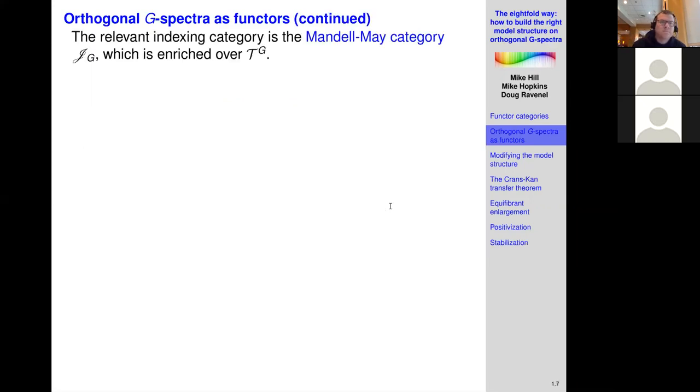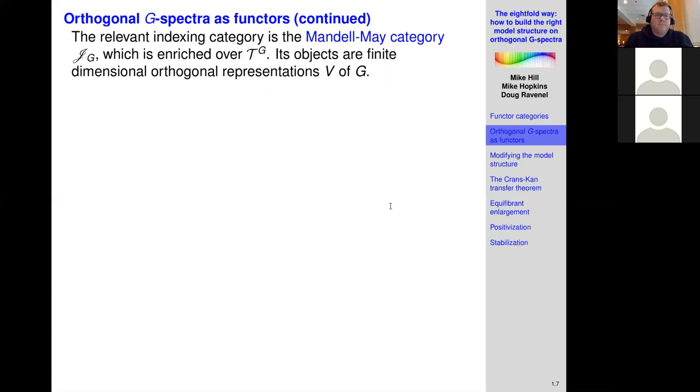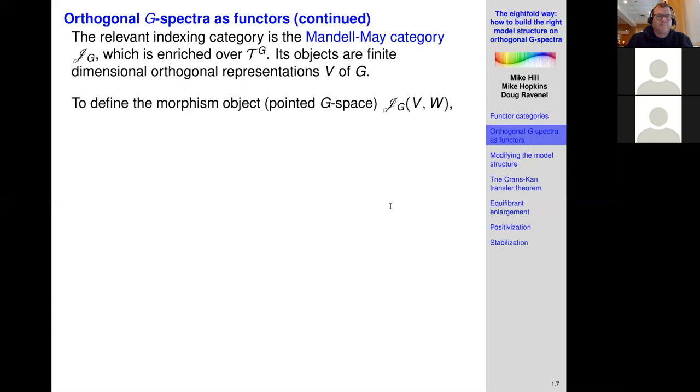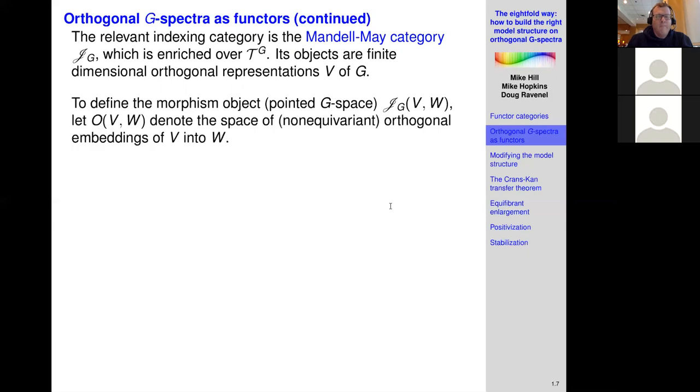Now I have to tell you what the indexing category is. This is something called the Mandell-May category, which I'm going to describe. The objects in this category are finite dimensional orthogonal representations of the group G. Now, I have to tell you what the morphism object is for two such representations. So it's going to be a pointed G space, and this is a slightly long-winded definition. Let's let O(V,W) stand for the space of orthogonal embeddings of V into W. They are not required to be equivariant.